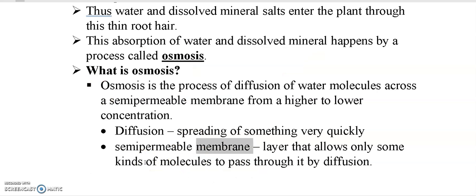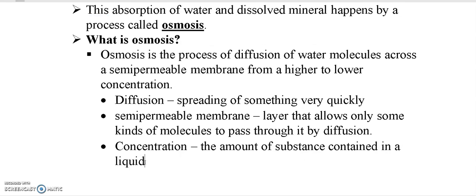All right. So what is a semi-permeable membrane? It's a layer that allows only some kinds of molecules to pass through it by diffusion. Now a very important word, that is concentration. So what is concentration? See, when we add some substance to water, then the water gets concentrated.